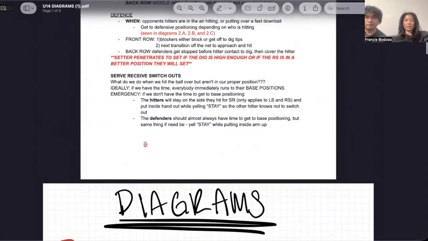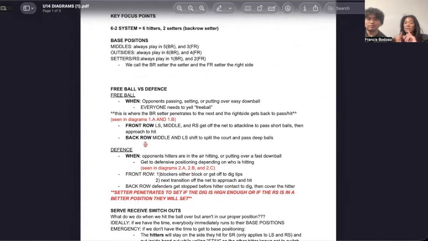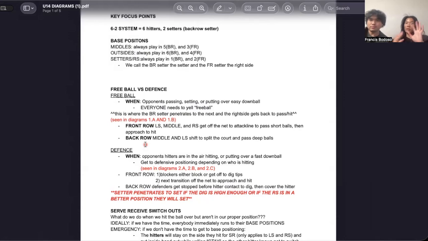Nice. So now you know what your defense and your free ball transitioning looks like and where you all go. But just remember, you should all be yelling free. If you hear one person yell free, and you agree with that and you go, oh, yes, I realize it is a free ball, you yell it also. And if not, you go, stay, stay, stay. And that's totally fine.